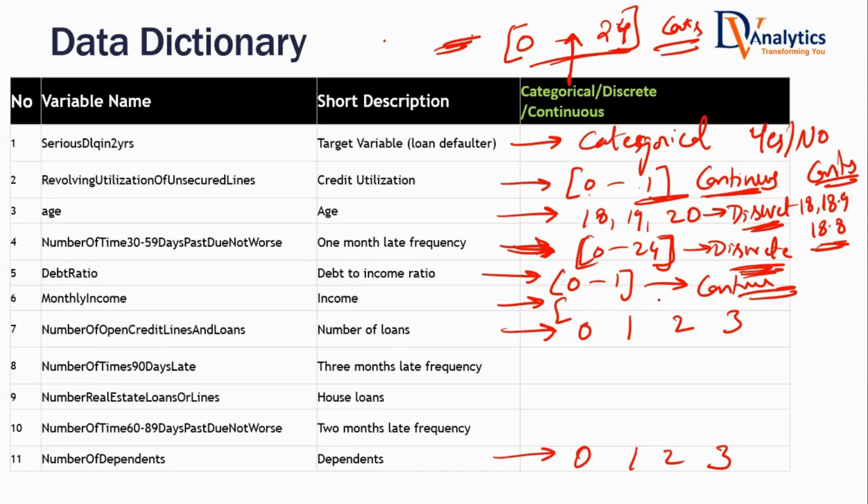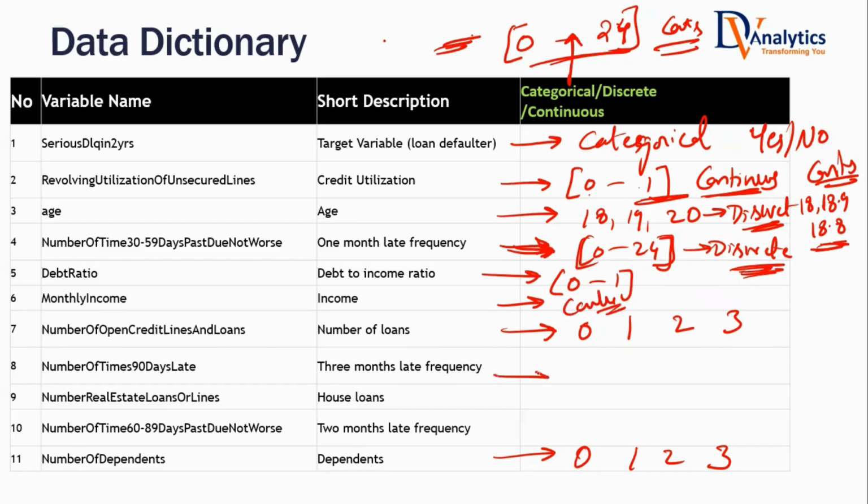Monthly income is also continuous. Because it is going from, let's say, 1,000 or minimum, whatever it is, to the maximum. Between minimum and maximum, monthly income can be anything. Any value. Can the monthly income be 12,051.23? Yes, sir. So definitely this will be continuous. If a variable takes any value in that range, that will be continuous. Am I confusing you or are you getting clarity on this? Tell me.